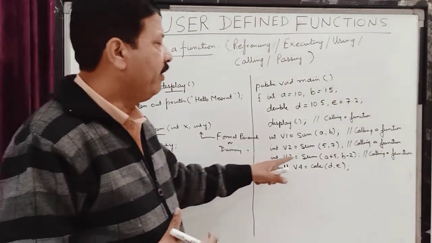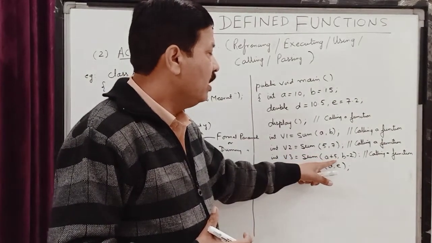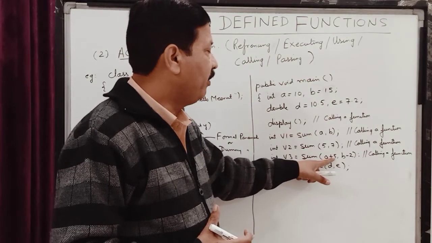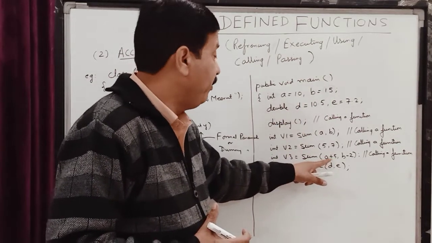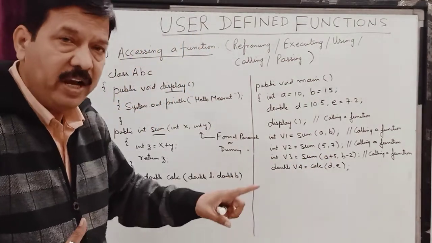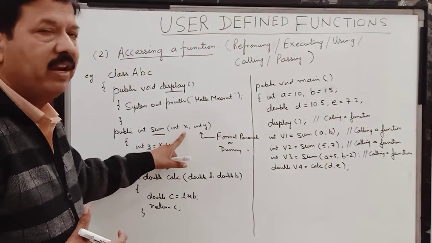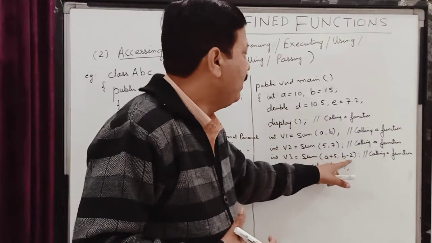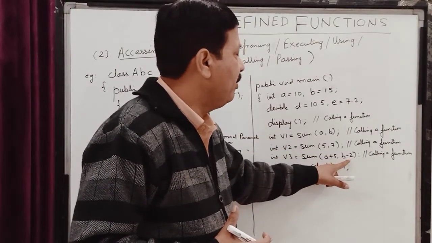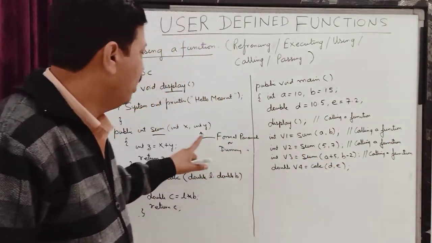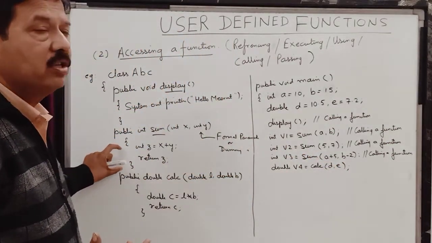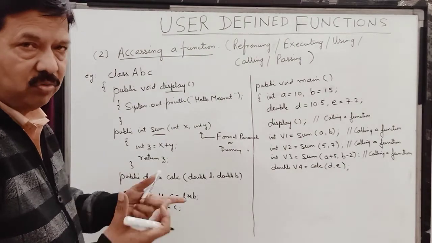In the third case, I am using an expression. So my parameter is a plus 5. A is 10, so 10 plus 5 makes 15. The value 15 will first get calculated and then it will get stored in x. Over here it is b minus 2. So 15 minus 2 becomes 13. This value is first calculated and then it gets stored in y. And then this function is going to calculate the sum of these two numbers.